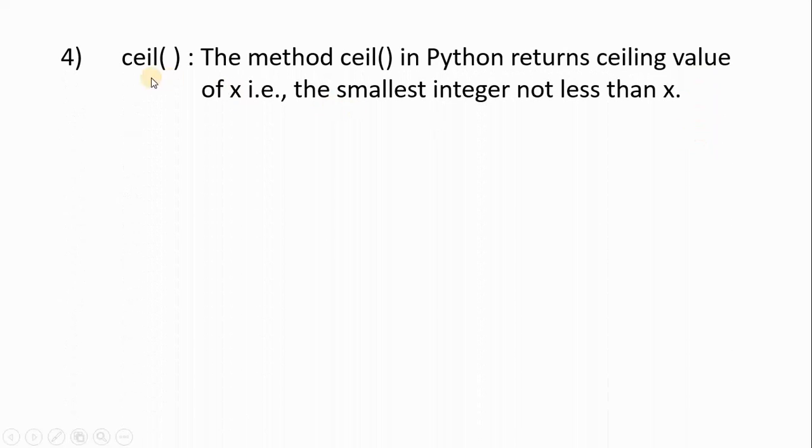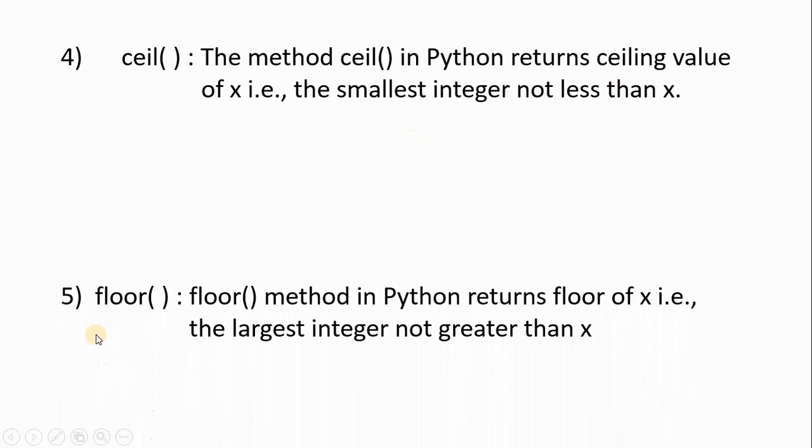Next function is the ceil function. This function or method in Python returns the ceiling value of x, if x is the argument, that is the smallest integer not less than x. So here x is the argument passed with this function ceil.